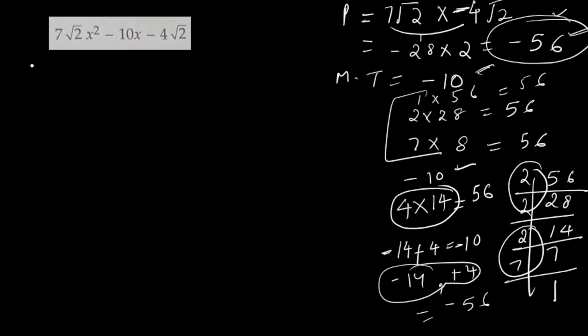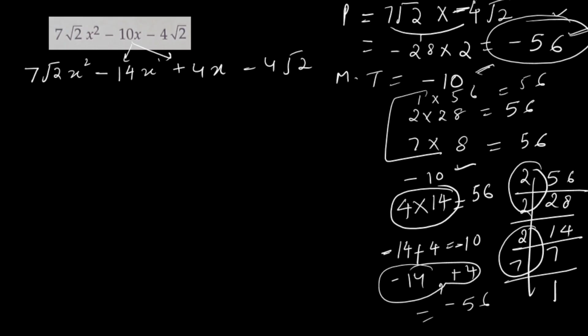So let's do this one now. 7 root 2 x square as it is, minus 10x, which is minus 14x plus 4x, plus 4x minus 4 root 2.